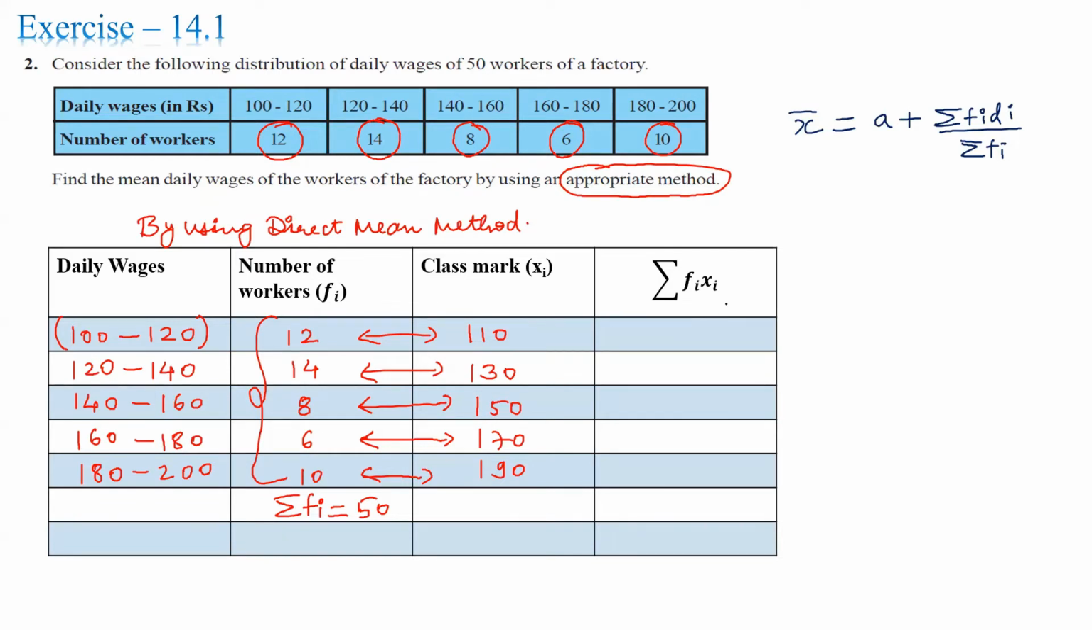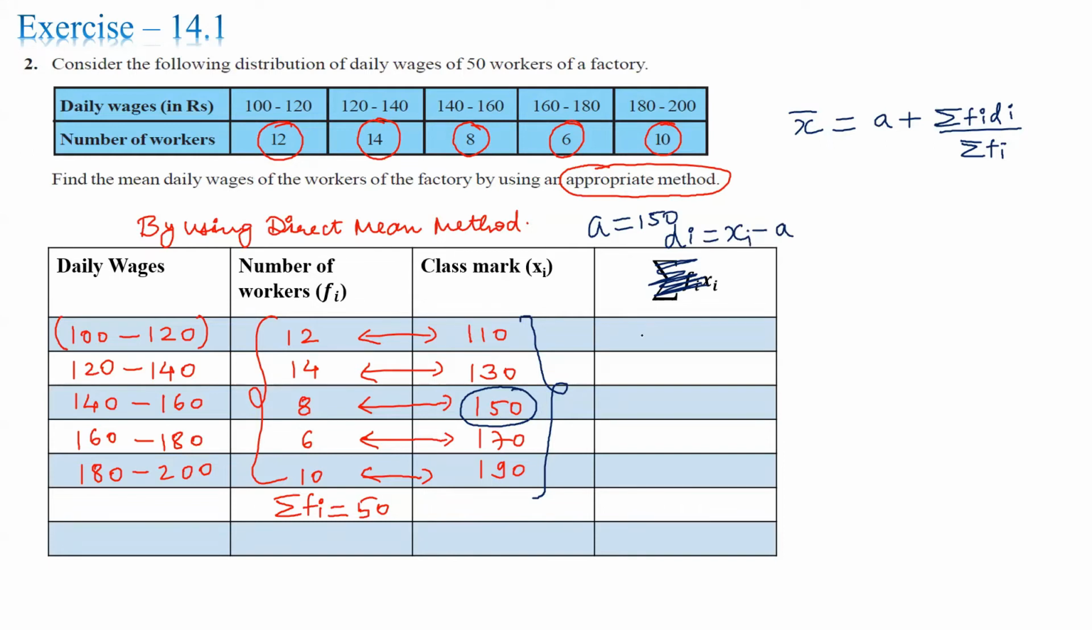Okay. So now we will first have to assume the mean. So what value should I assume? This is my class mark. So the middle value, I take it as my assumed mean. So here the value of A will be what? 150. My assumed mean is 150. Next, I will require di, which is equal to xi minus a.